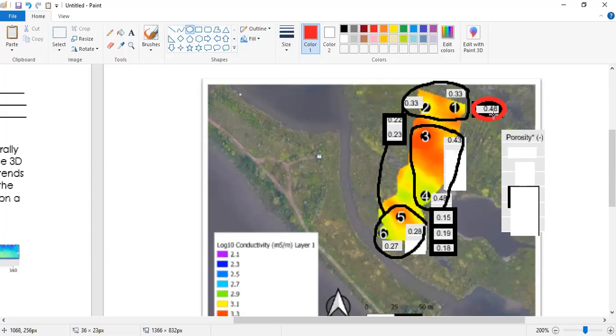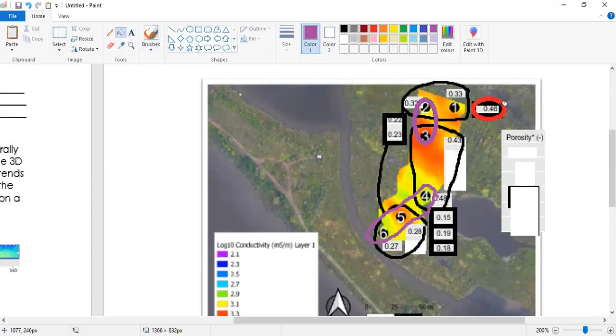But when I see the porosity value, 2 and 3 seem to be more similar than 1 and 2. So 2 and 3 are more similar here: 0.22 and 0.23. And then I see that 4, 5, and 6 are similar. So do you see that the porosity value and the thickness value don't really correlate with one another?